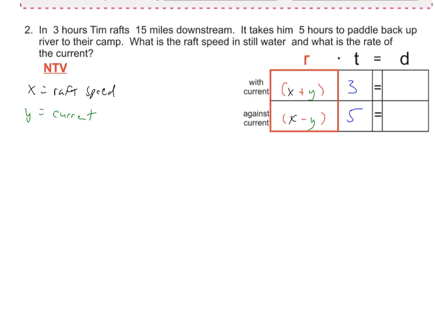Here we go. 1, 2, 3. 15. The distance is 15 miles. What is the distance against the current? 15. In this problem, they went back to the same spot. They don't always. Sometimes they'll tell you on the way back, they paddled to within 3 miles of the spot where they started. And you have to take that into consideration. But in this problem, they went back to where they started.